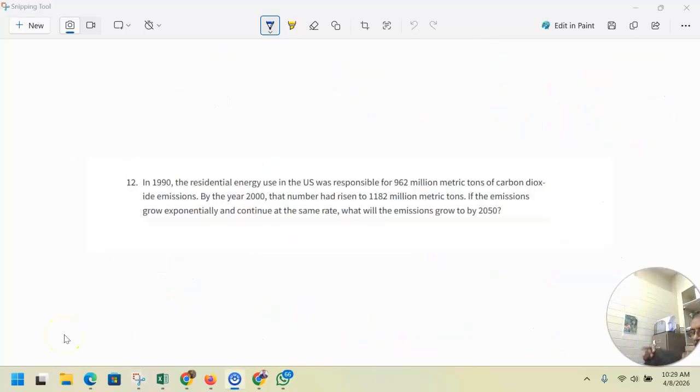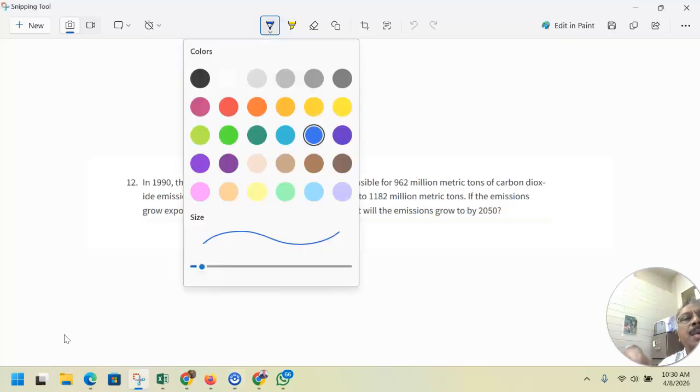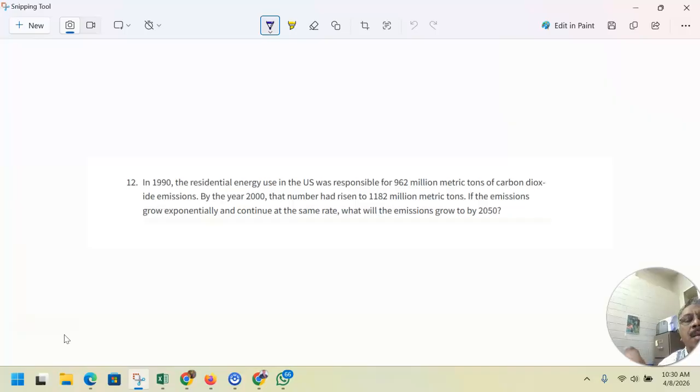Question number 12 is about modeling a real world application. In 1990, residential energy use in the US was responsible for 962 million metric tons of carbon dioxide emission. In the year 2000, so let's do only this piece.